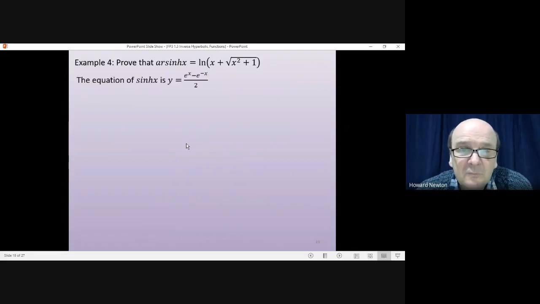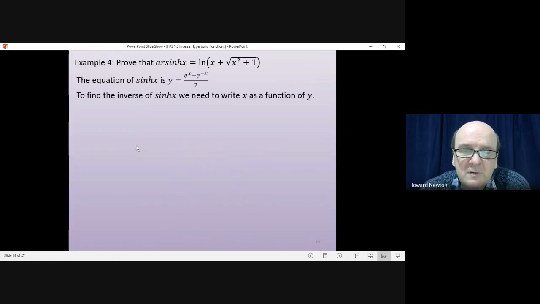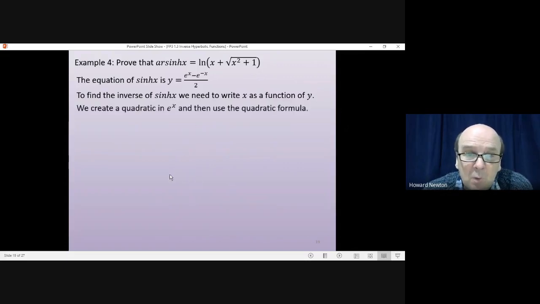Well, we'll start off with the definition of sinh x, which is e to the x minus e to the minus x over 2. And then the normal method for working out an inverse function is rewriting the function so that we have x as a function of y. The way we'll do that is by creating a quadratic in e to the x and then using the quadratic formula. Okay, I'll let you have a go at working your way through all of that yourself. So pause the video, have a go, and then come back to me when you're ready.